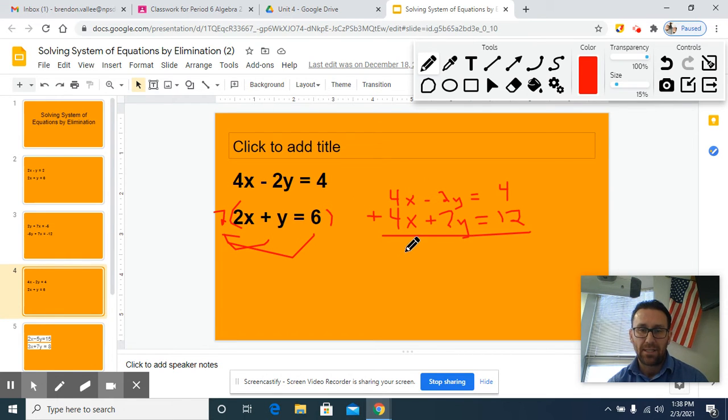That becomes 8x. These cancel out. That becomes 16. Divide by 8. x equals 2.